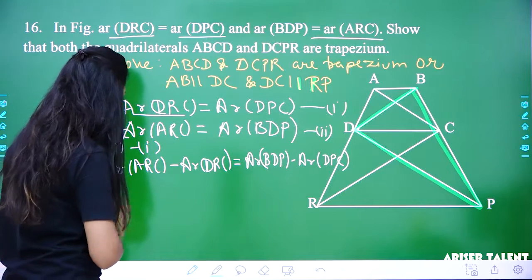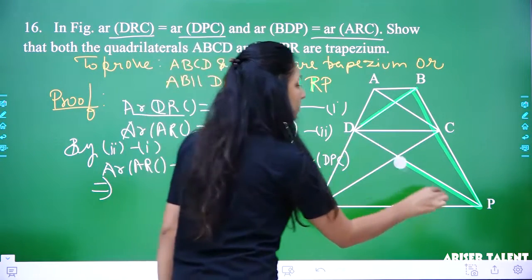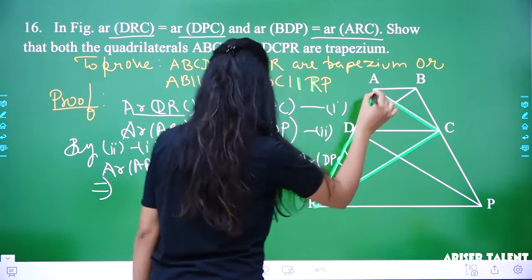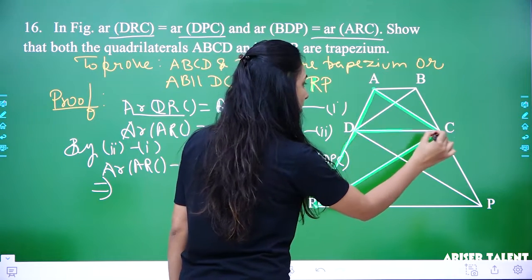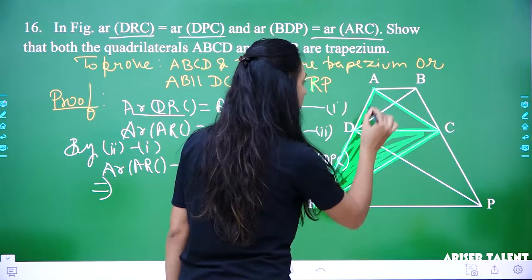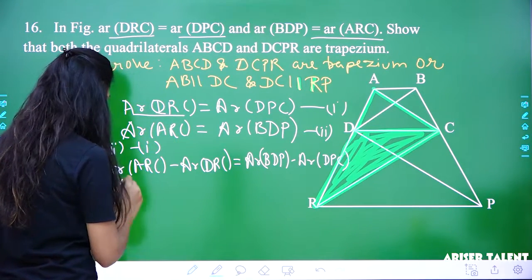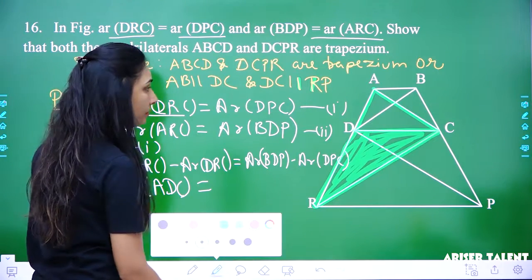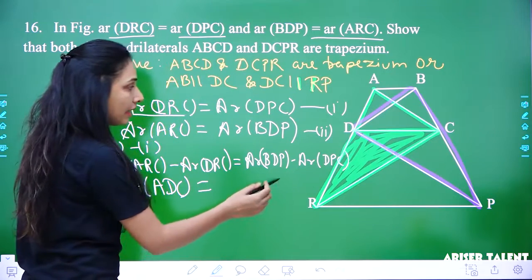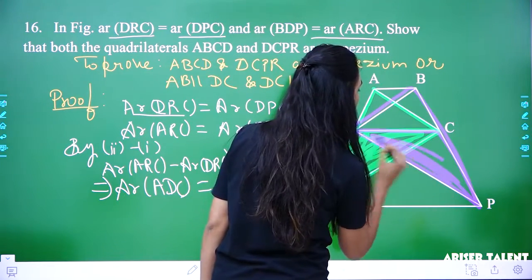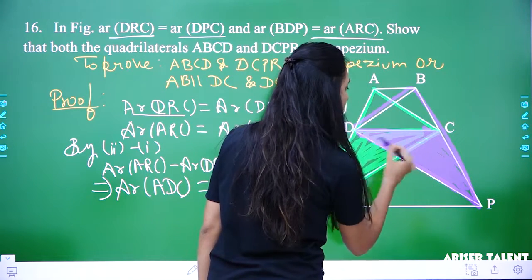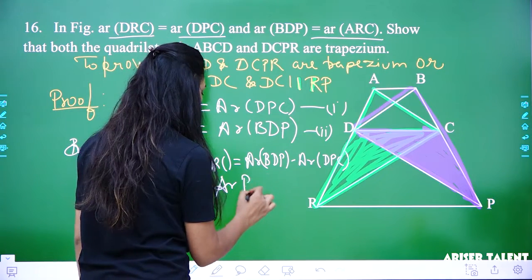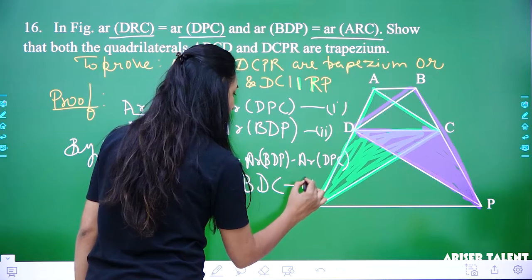Understood? Okay. Now, what will that be? Area ARC is this area minus area DRC, so this area. If we subtract this area from that area, that will be ADC. This implies area ADC is equal to area BDP. What is area BDP? This complete area, and we are going to subtract the area DPC from it. So we are remaining with area BDC. This is equation number 3.